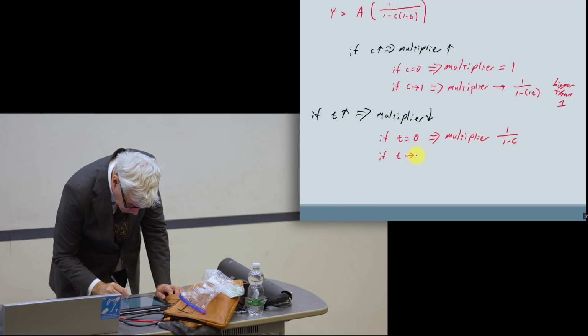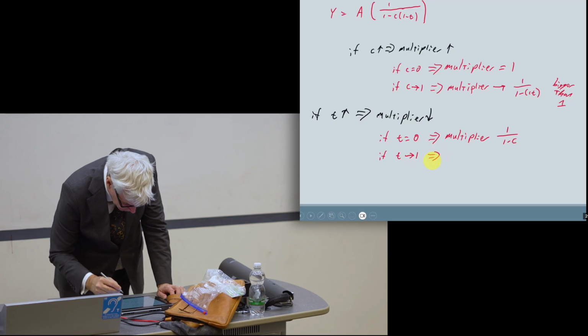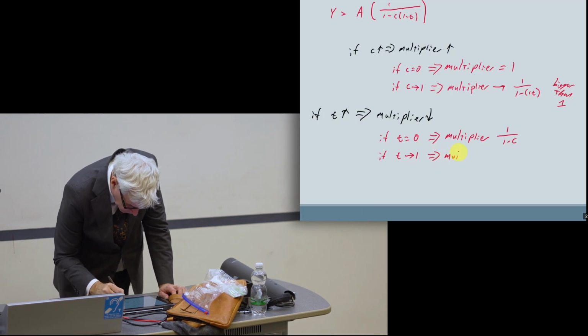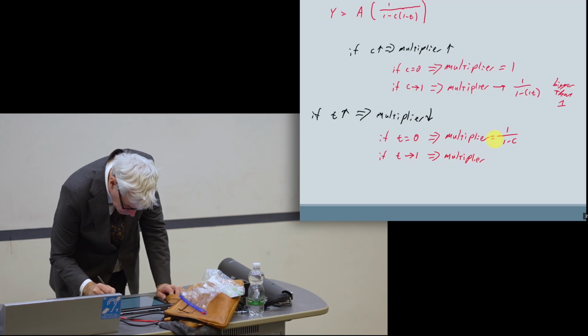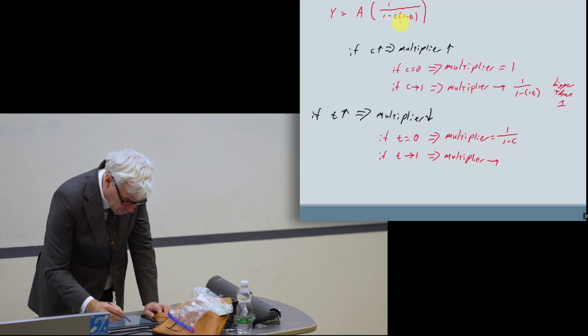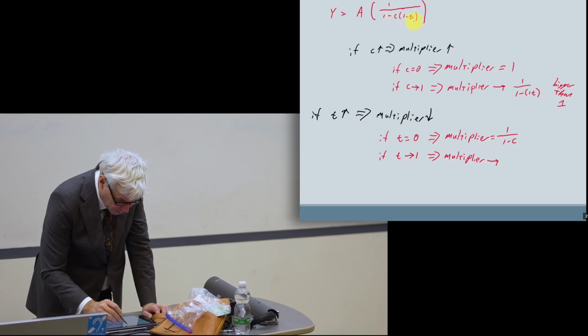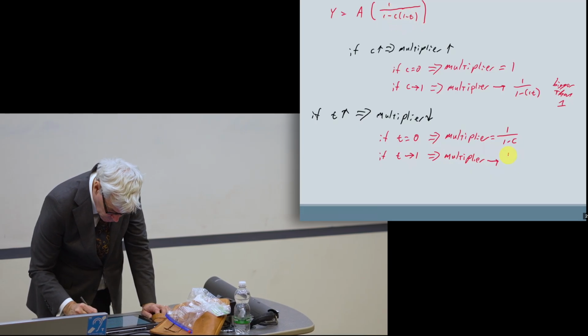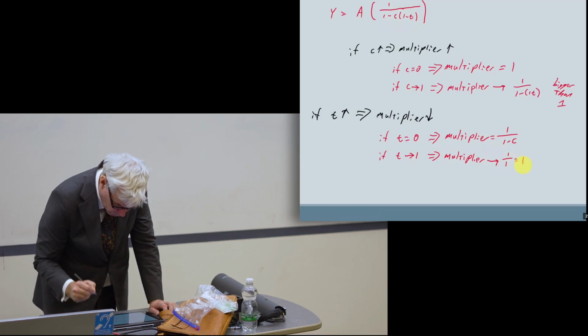If t goes in the direction of 1, they take all of our income in taxes, then the multiplier goes in the direction of 1 over 1 minus c times 1 minus 1. So this is 0. So just 1 over 1 is equal to 1.